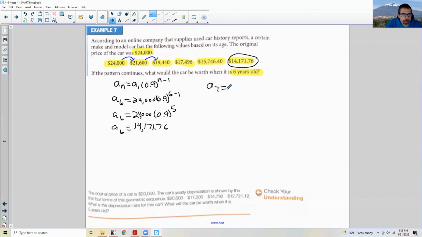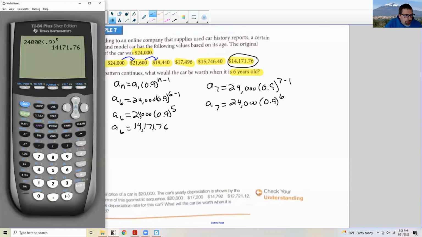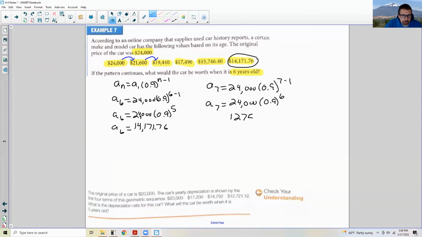All right. So a sub 7 is going to equal 24,000 times 0.9 to the 7 minus 1, or a sub 7 equals 24,000 times 0.9 to the 6. So if I go here, all I got to do is hit second enter, change this 5 to a 6 and hit enter, and it's 12,754.58. Okay, so the value of the vehicle after 6 years is $12,754.58.